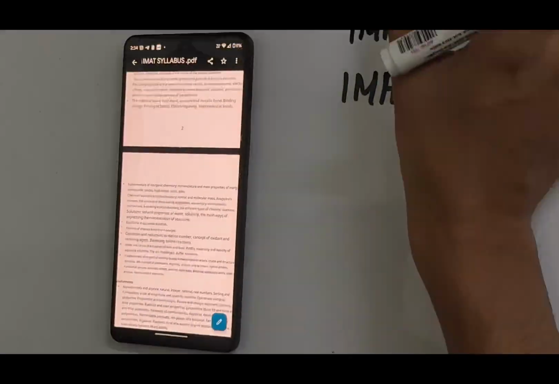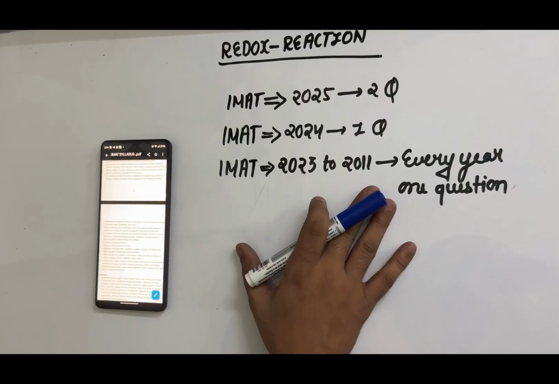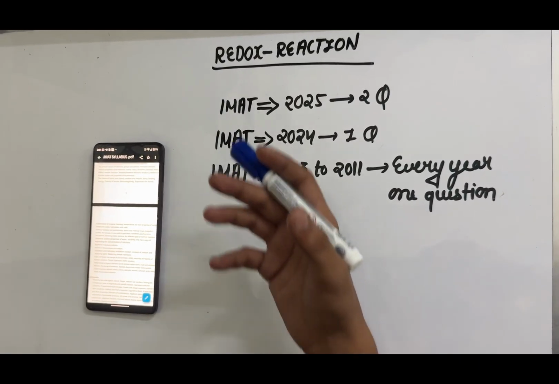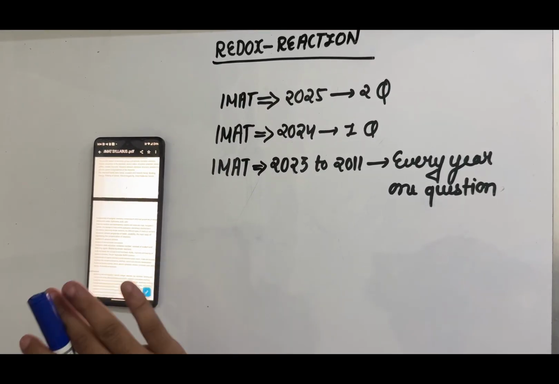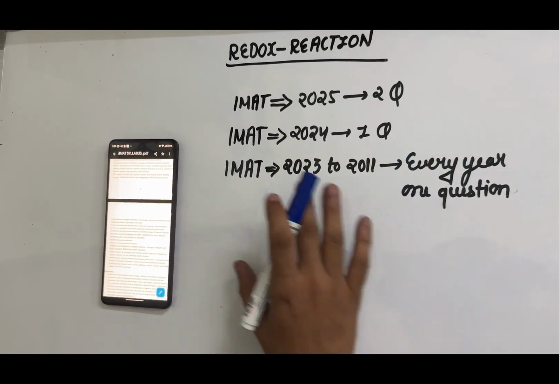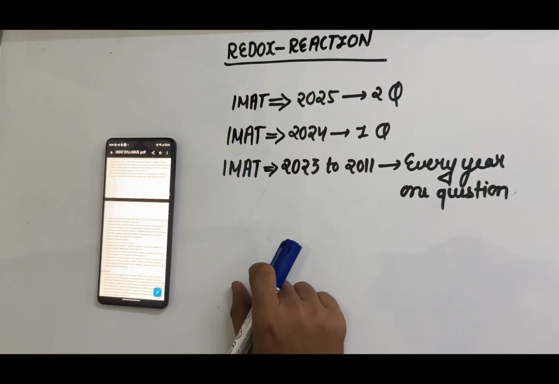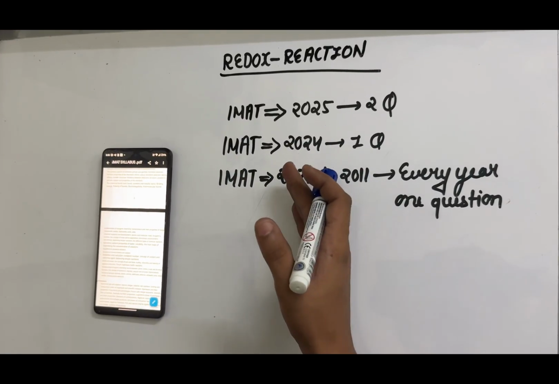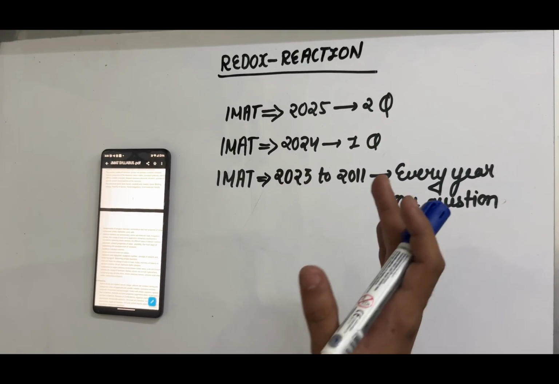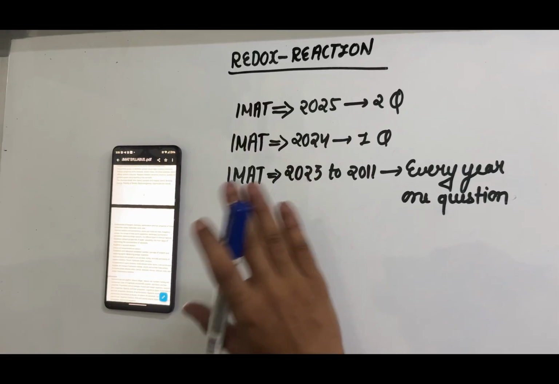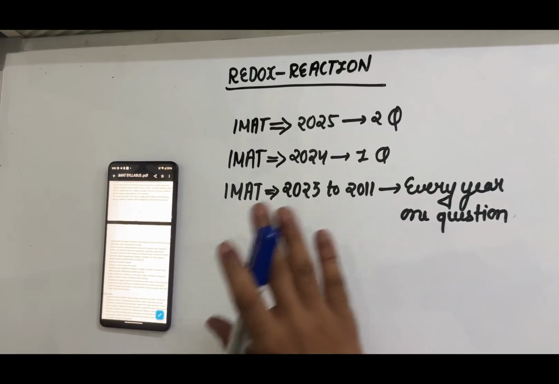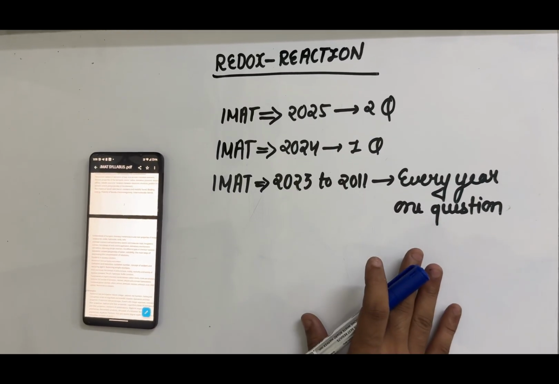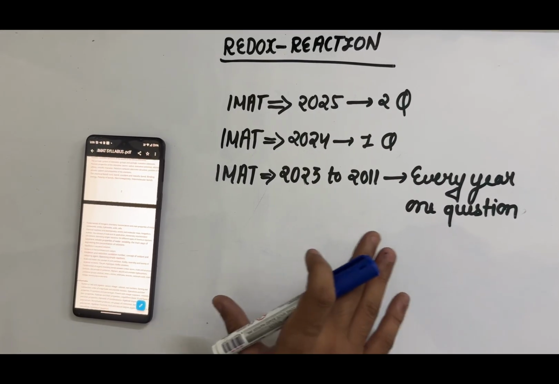So this syllabus is of redox reaction, and the number of questions which appear every year in the IMAT from redox reaction is large. In the 2025 IMAT, there were two questions from redox reaction, and in IMAT 24, one question. From 2011 to 2025 there are lots of questions from this small chapter, and it is one of the easy chapters. So today we will start this topic.